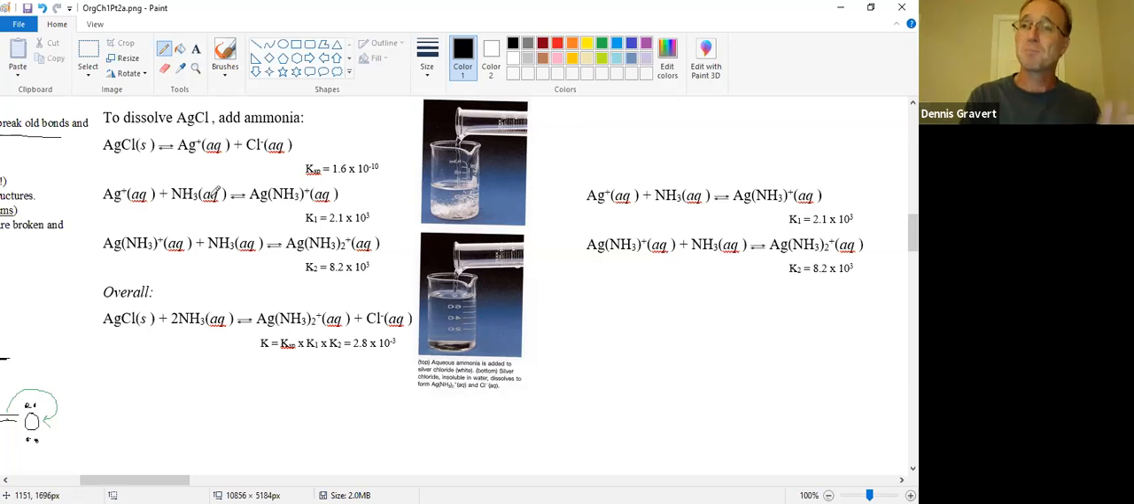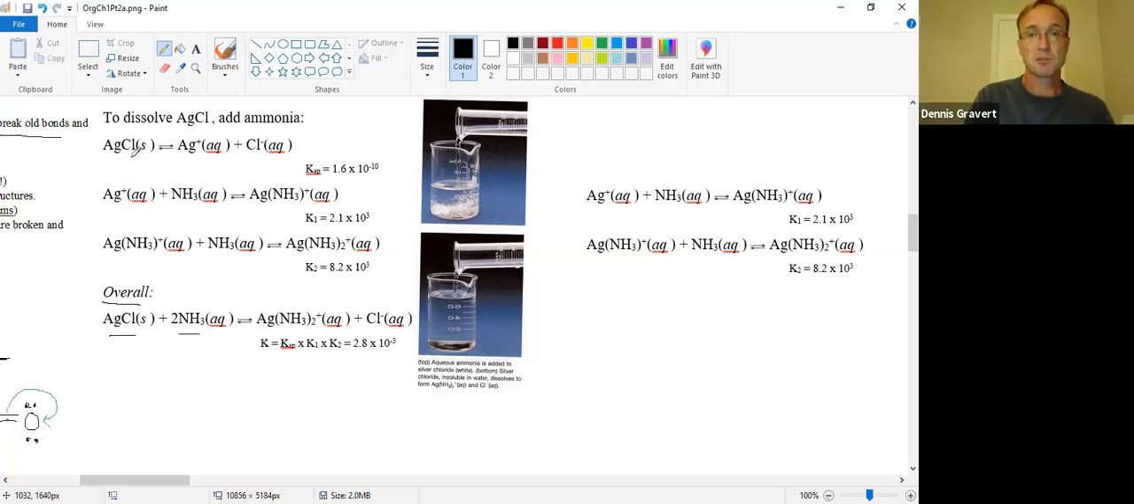Well, here's the proposed mechanism, the step-by-step procedure and how it occurred. Down here, before I get too far ahead of myself, is the overall reaction. You take some silver chloride as a solid, add in 2 equivalents, 2 moles of ammonia for every 1 mole of silver chloride, and you get a complex ion that's soluble. Weird complex ion. There, 2 ammonia molecules are now stuck to a silver cation, and you have the chloride ion floating around by itself, and it's all dissolved. Okay, how does this happen?